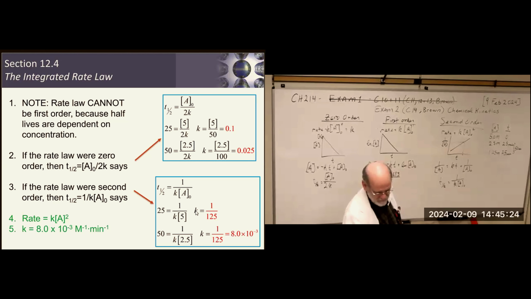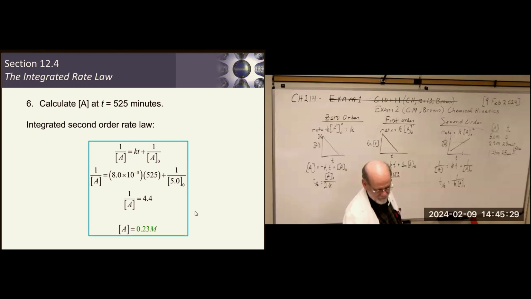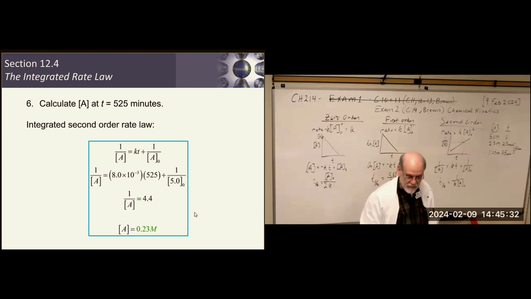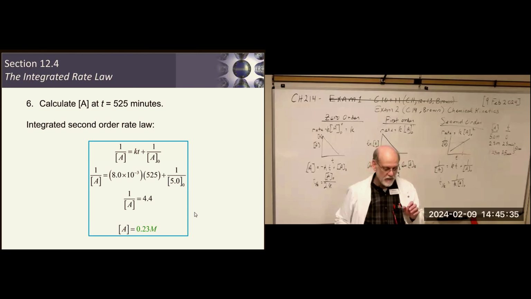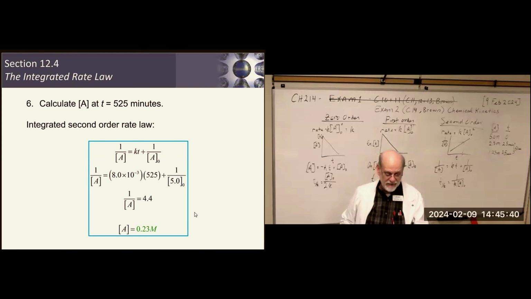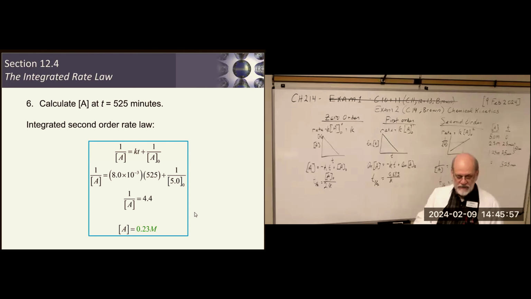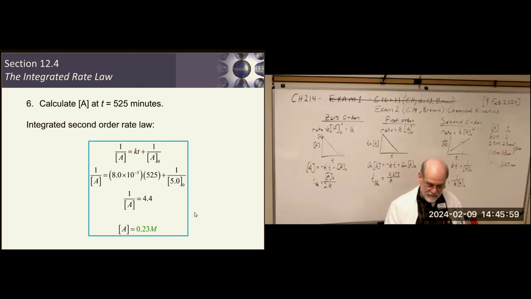All right, there's the K. So what does the integrated rate law look like? It's going to be the reciprocal of A equals K times T plus the reciprocal of A0. We know what K is. We know what time is. 525 minutes. And we want to know this value. So if we start with 5 and we go for 525 minutes, that gives us a time of 525 that we put in the T position.